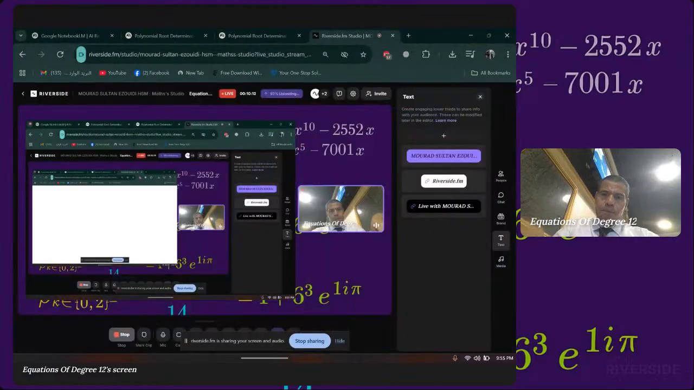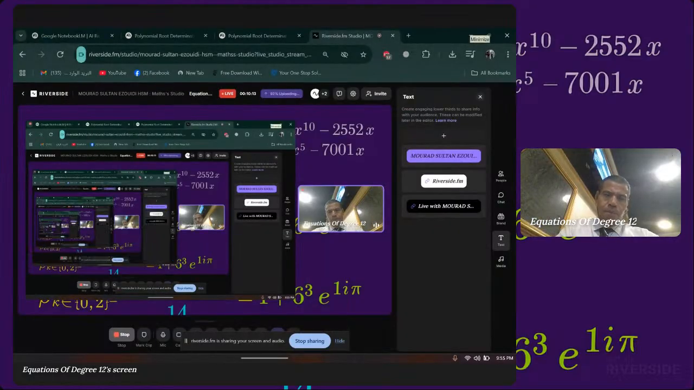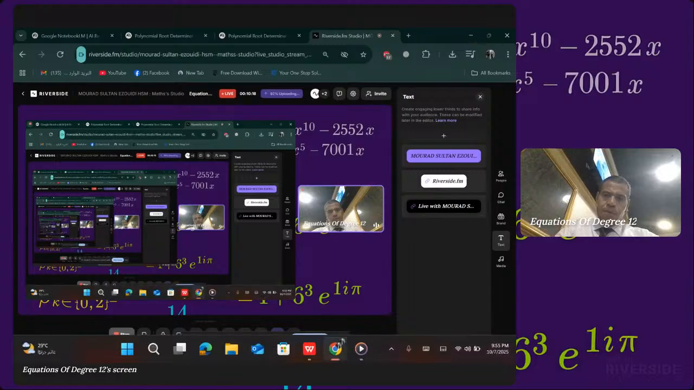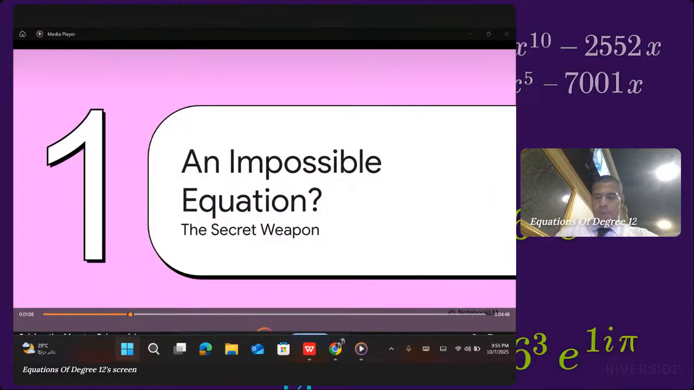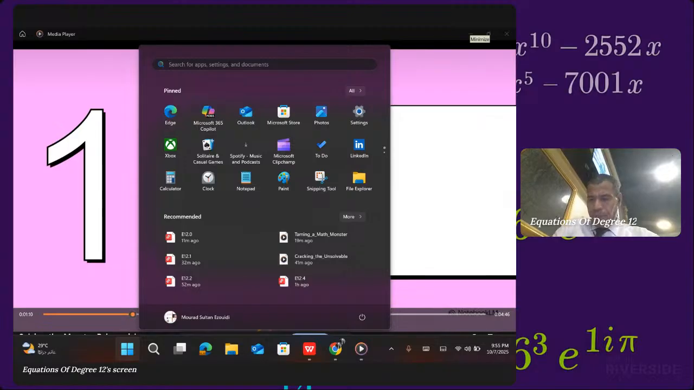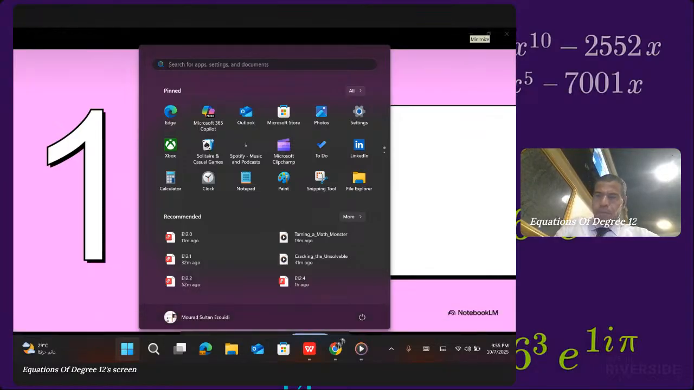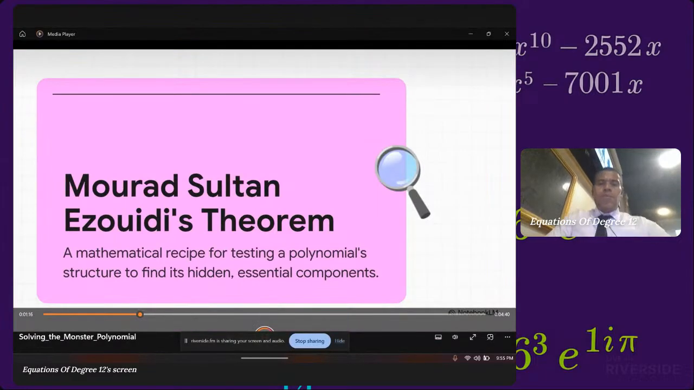So when you're up against a really specific, really difficult lock, you don't just start jamming random keys in there, right? No, you need the key, the one that was designed for it. And for a problem this unique, we need a secret weapon, a tool that was built for exactly this. And here it is, Mourad Sultan Ezouidi's theorem. Now don't worry, we are not going to get bogged down in the nitty-gritty formulas of the theorem itself. Just think of it like a powerful diagnostic tool.